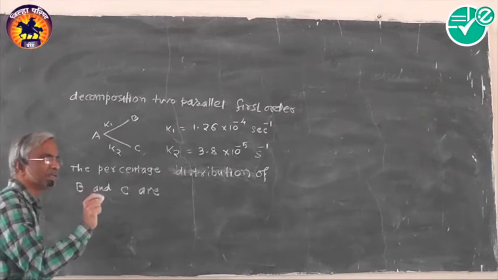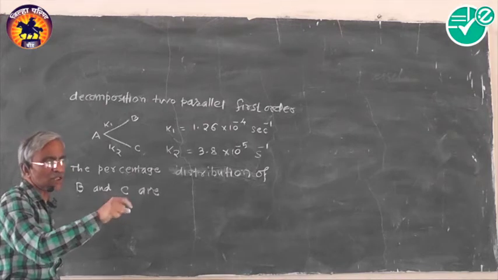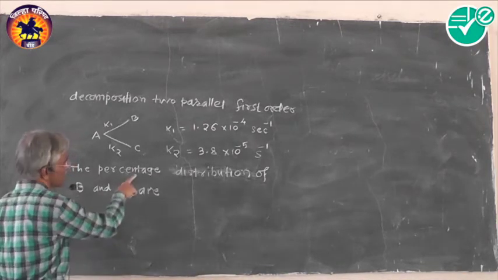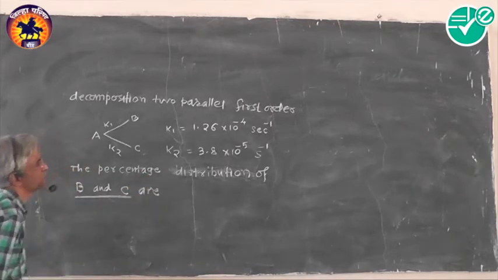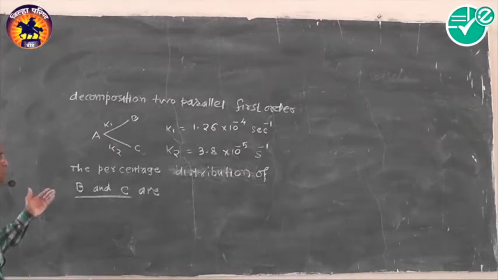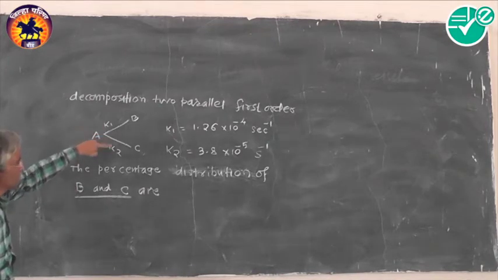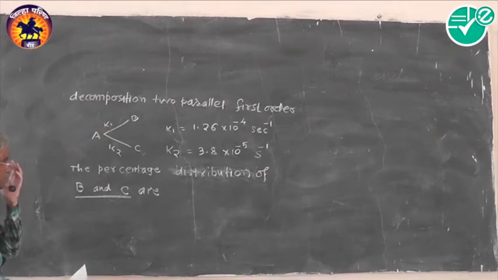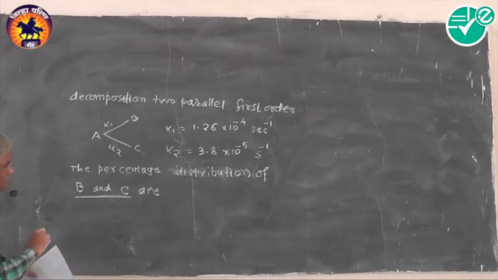Sometimes the student may be intelligent, but they just do not read the ratio in which the comparison has been asked. Therefore, look at this question: percentage distribution of B to C. It may happen sometimes that even an intelligent student may go for percentage distribution of C by B. So first remember, B has to be compared with respect to C, that means K1 with respect to K2.